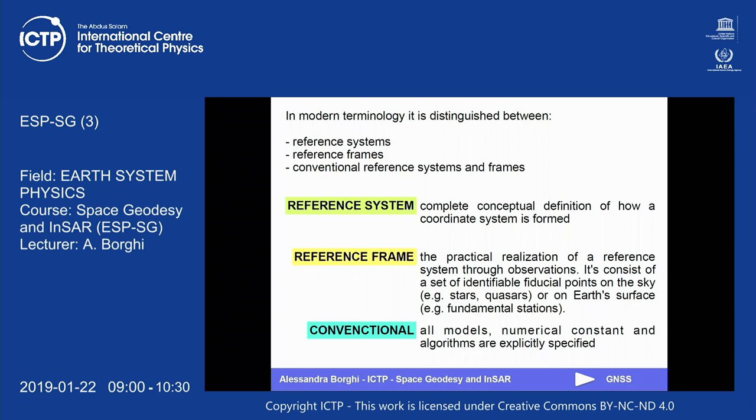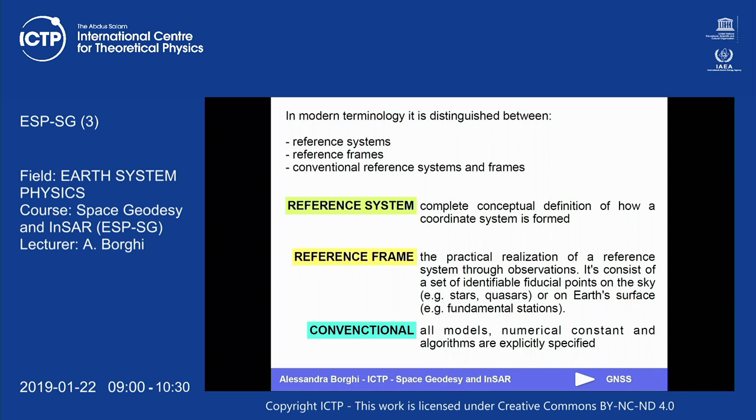So, what we need now is a reference system, and we have seen why. We need a reference frame. Reference frames, what is it? A reference system is the mathematical, the conceptual definition. In the planimetric case, I need two axes, possibly orthogonal axes, and an origin.